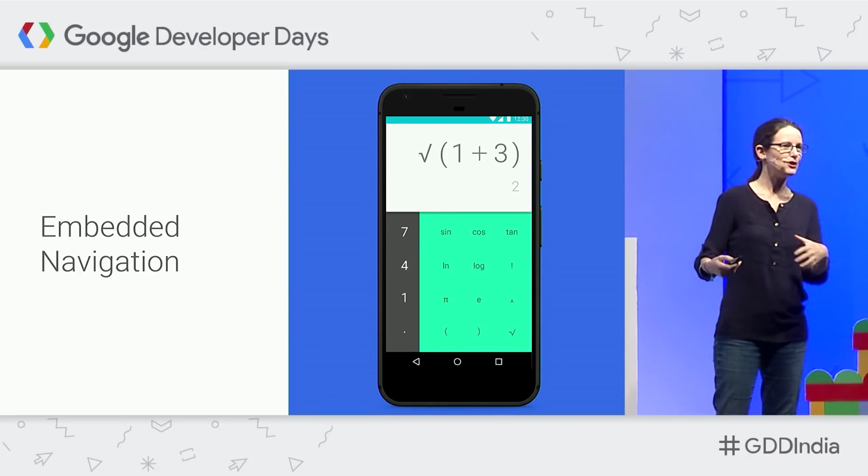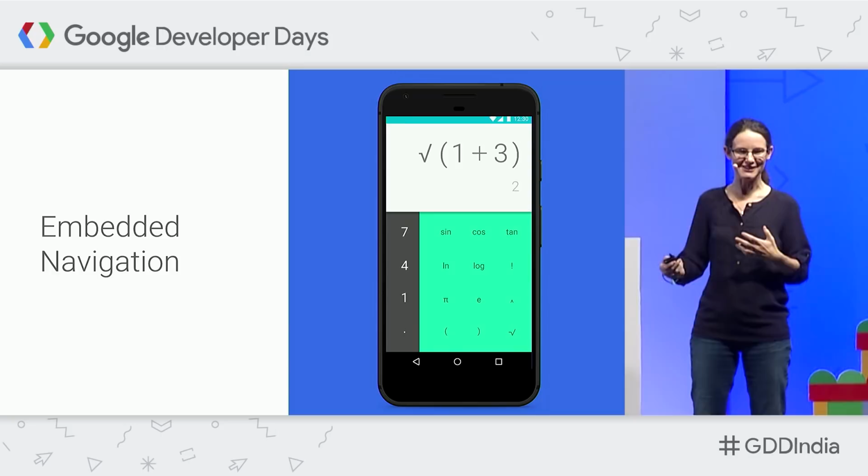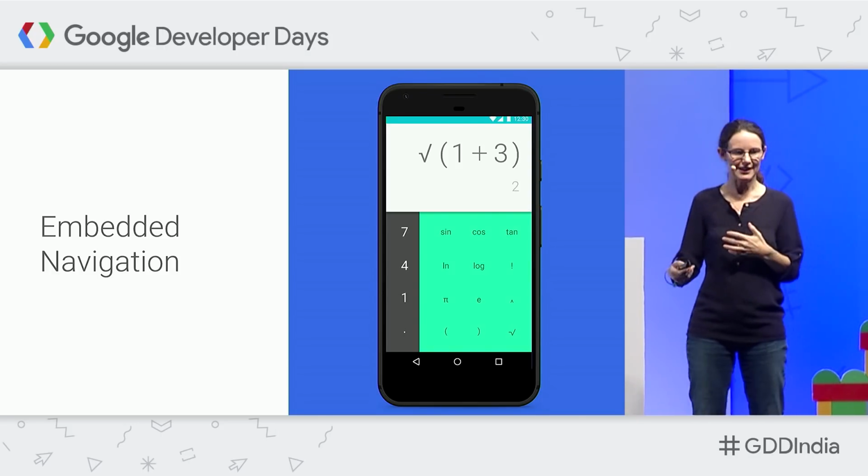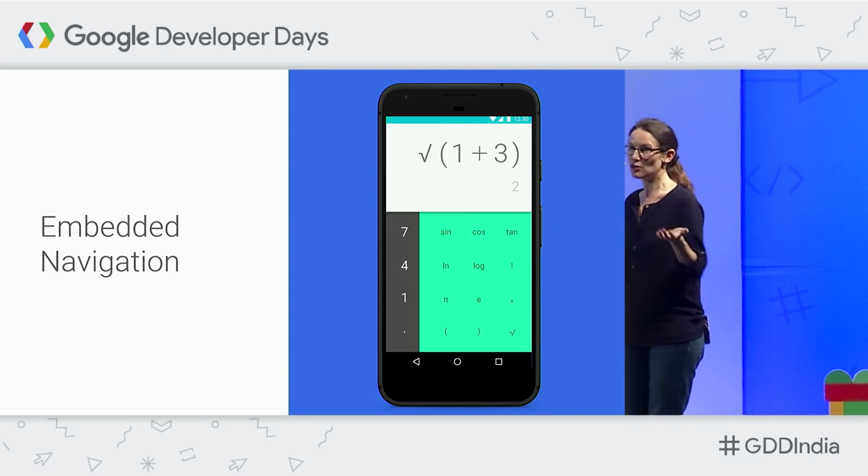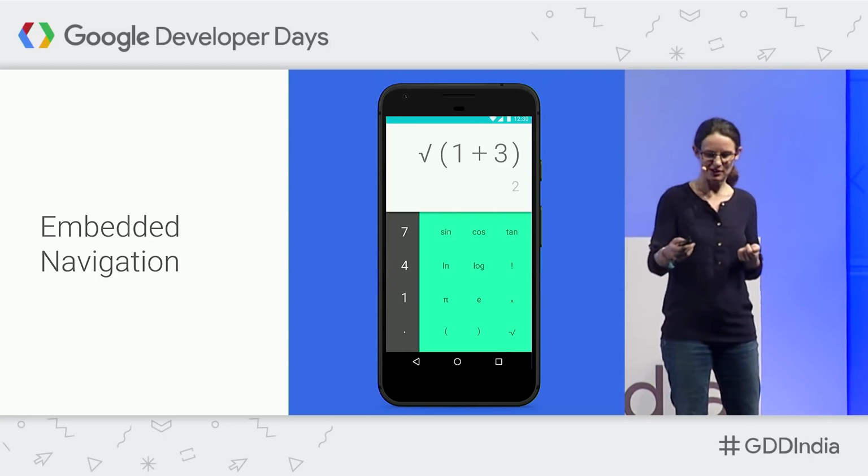So it's not formally using tabs or bottom navigation, for example, to label that content. It's just directly expandable in the surface. That's another element of material design.